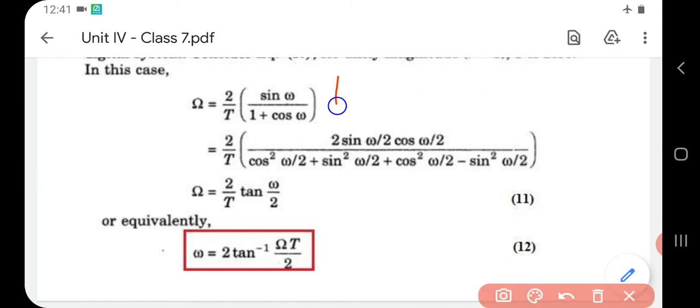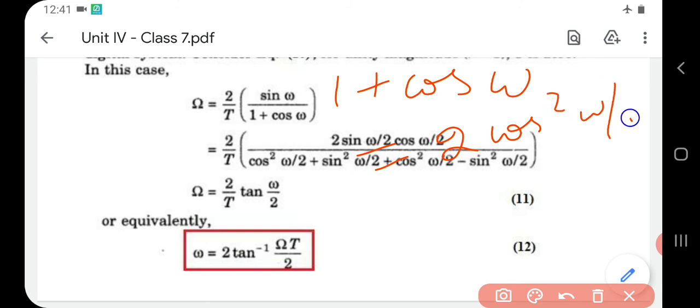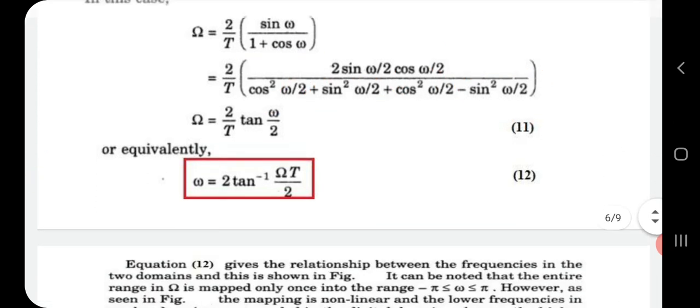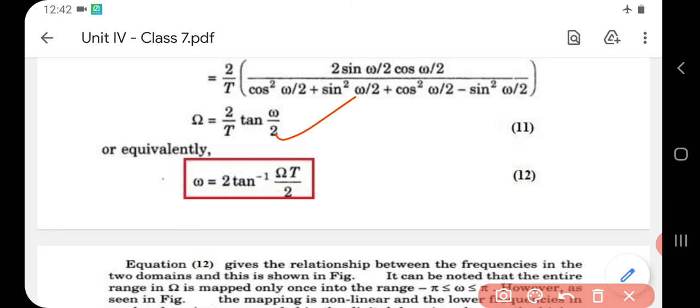You know that 1 plus cos theta is equal to 2 cos square theta by 2. So what will be 1 plus cos omega? It will be 2 cos square omega by 2. That is the numerator, that is the denominator. In order to reach this particular form, they are just adding and subtracting a term like sine square omega by 2. Otherwise, you are left with only 2 cos square omega by 2 in the denominator as per the formula of 1 plus cos omega. Okay, so omega will now reduce to 2 by 2 tan omega by 2, or omega will be 2 tan inverse omega t by 2.